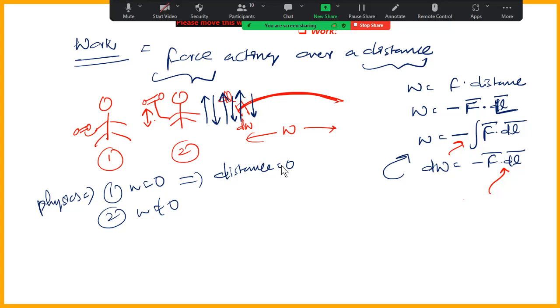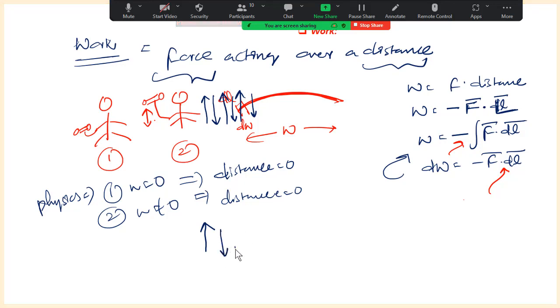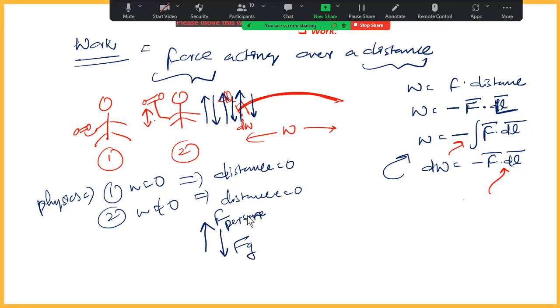But in the second case, movement is there, so we can tell work is there. Distance is not equal to 0 in the second case. And one more thing: when the dumbbell is going upward, work is there, because it is opposite to the earth's gravitational force. Whatever force is applied by the person is opposite to the gravitational force. It has to be applied in the opposite way, then only the maximum amount of work can be done. That's why we have the negative symbol, because of this opposite nature.